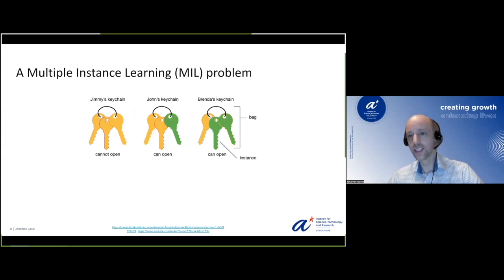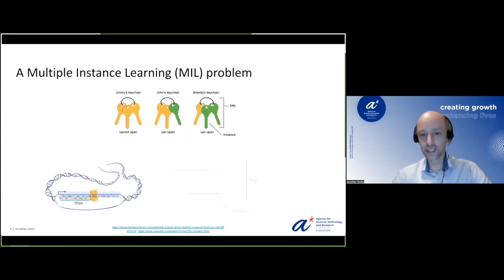And so here, the keychain, that's what we call the bag. The keys, those are the instances. And that's the multiple instance learning problem, where we have the label only for the bag, for the keychain or for the security guard, but not for the individual instances, the keys. And that's the same picture if we look into RNA.